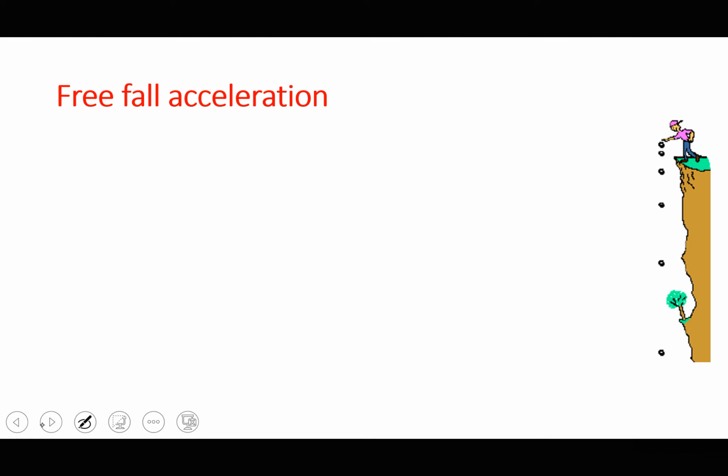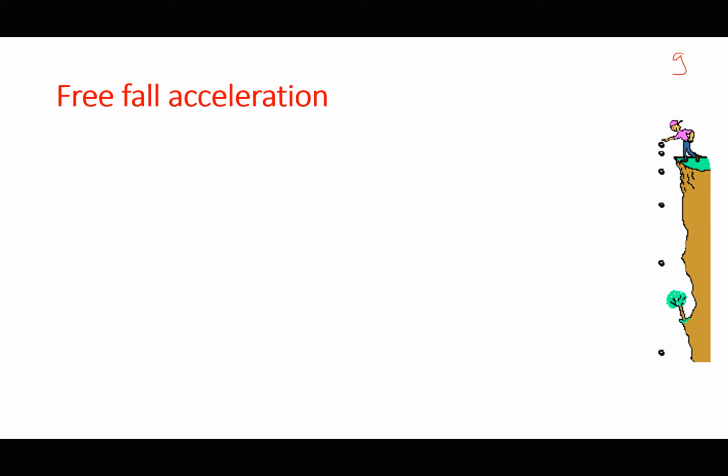A very common example of uniformly accelerated motion is when a body falls freely near the Earth's surface. This is a very good example of free fall. Because of the gravitational attraction of the Earth, all objects fall with the same uniform acceleration. This acceleration is called the acceleration of free fall and is going to be represented by the letter g many times.